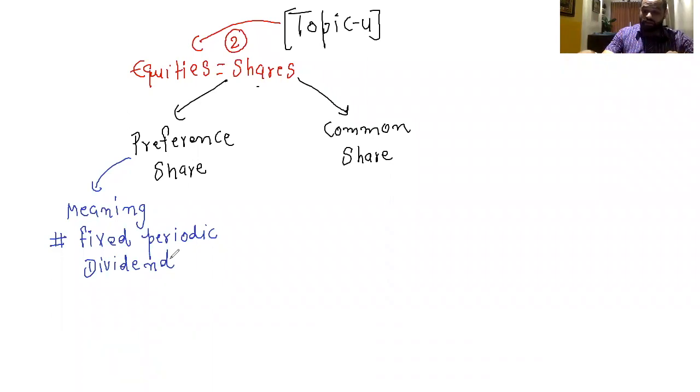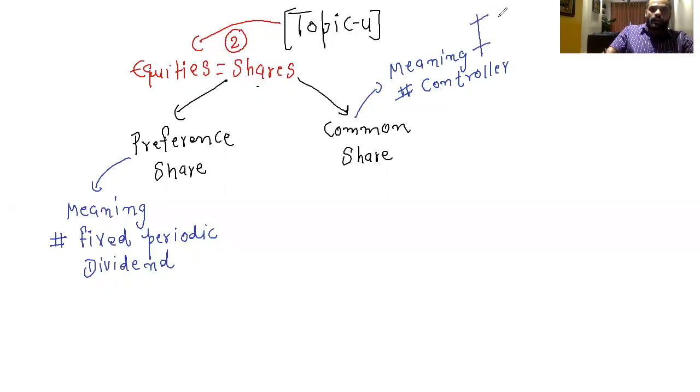However, common shares. The meaning of common shares: common shares are basically held by common shareholders, and common shareholders are known as the real controllers of the company, all right? So the people who hold common shares are the real controllers of the company, right? Real controller. What does it mean, real controller?